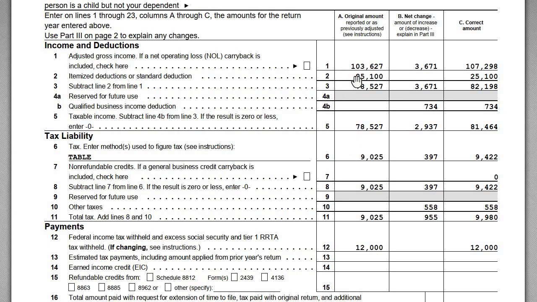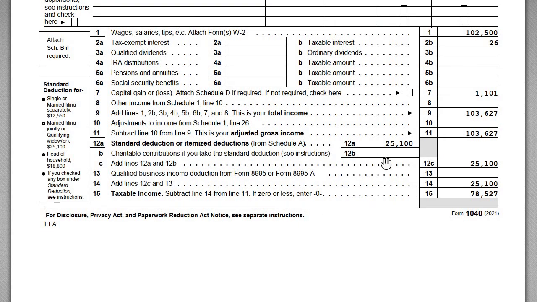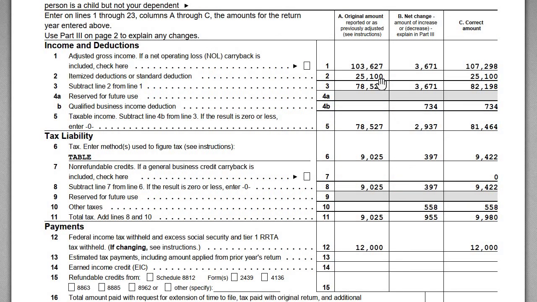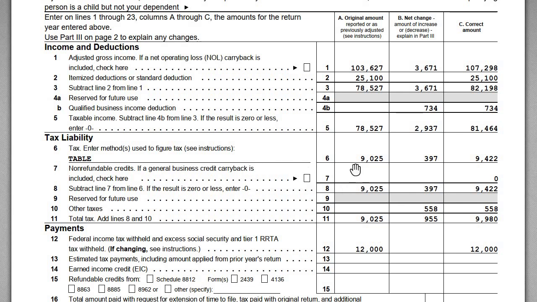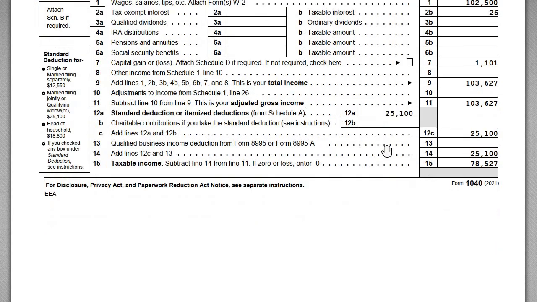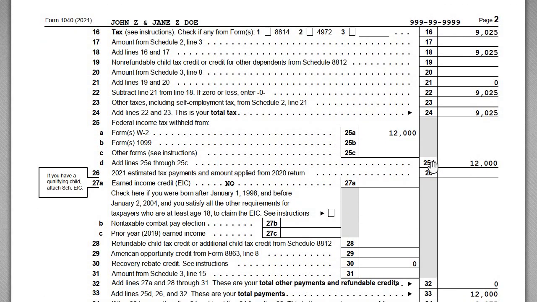So if we look at lines 1 and 2, for example, the original amount of AGI is $103,627. The original itemized deduction or standard deduction, depending on what you claim, $25,100. So if we look at the original return, we can see those amounts here, right? There's $103,627, and then there's the $25,100. So what you want to do is fill in column A with the original items that were on the tax return. All right, the total tax here, $9,025. That can be traced to page 2 of the original return. See here, total tax, $9,025.